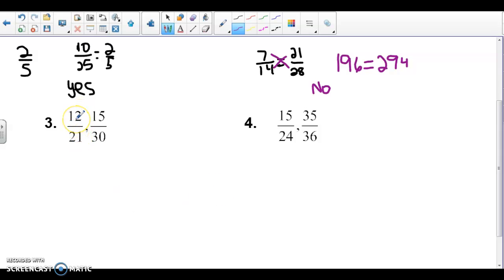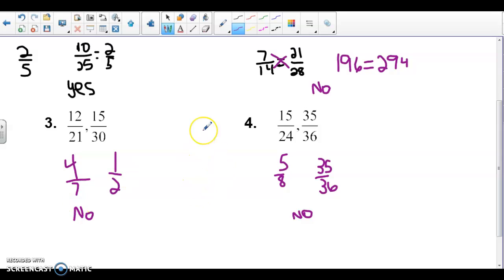I prefer the simplifying method the best. So for this one, I have 12/21. 3 goes into both of them. 3 goes into 12 4 times, and it goes into 21 7 times. 15 and 30 simplifies to 1/2. So those do not form a proportion. And for this one here, again, 3 goes into both of these, so that would be 5/8. 35/36 is as simplified as that gets. Nothing goes into both of those. So again, that would be no.